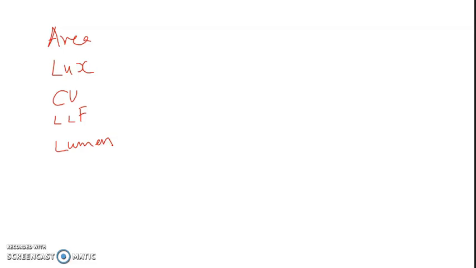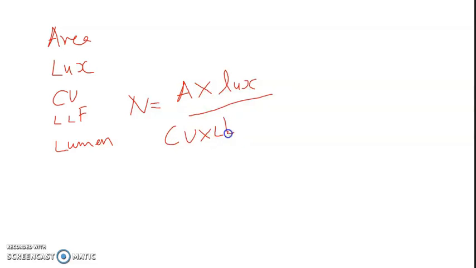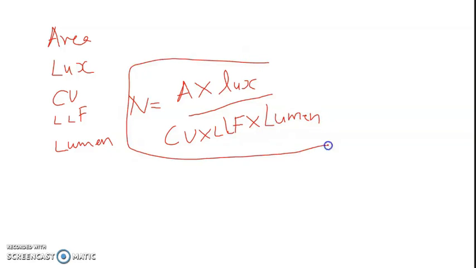You don't need to calculate the coefficient of utilization as in the previous case, because here the coefficient of utilization is directly given to you for the reflectances being considered for that particular problem. So there you need to calculate the total number of fixtures. N will be equal to area into lux level divided by coefficient of utilization into LLF into lumen. You can directly apply this formula.